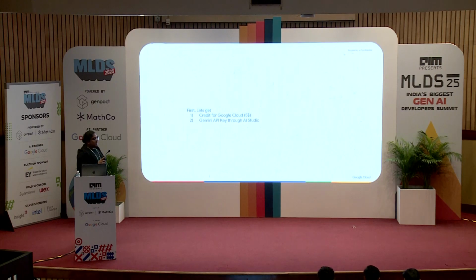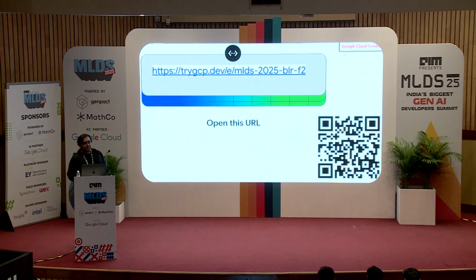So we'll do two things. First, we'll try to get the credit so that you get the $5 credit for your cloud account. And then I'll show you how to get the API key for the developers as well. So go to this link. Some of you may get errors. If you do get errors, come outside after the session. I'll show you how to get that. But go to this link. There's a QR code, so you should be able to scan and get the credit.